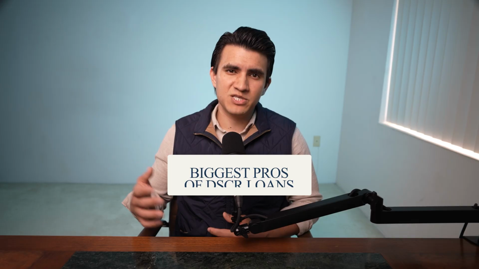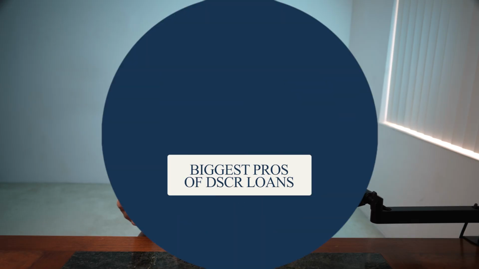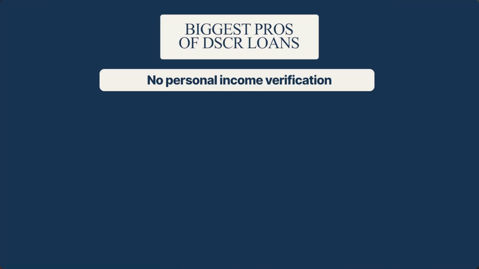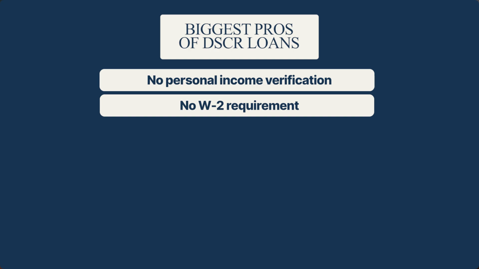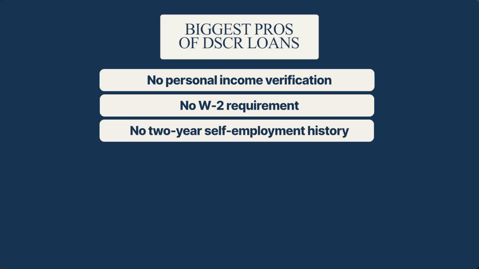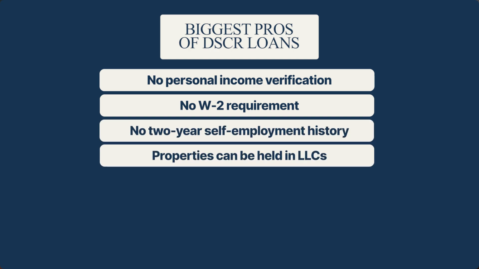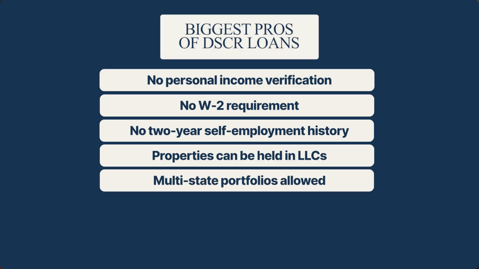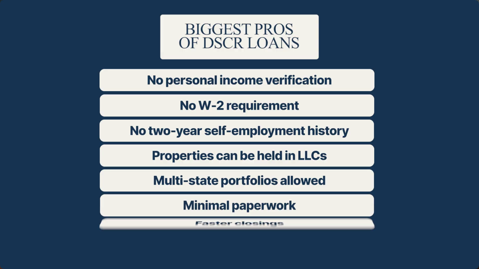Let's talk about the biggest pros of DSCR loans. You don't need any personal income verification. There's no W-2 requirement, no 2-year self-employment history requirement. Properties can be held in LLCs or corporations. Multi-state portfolios are allowed. You don't need to be within the state to buy. There's less paperwork, and the closings are generally faster. For many investors, this makes DSCR loans one of the easiest ways to scale.